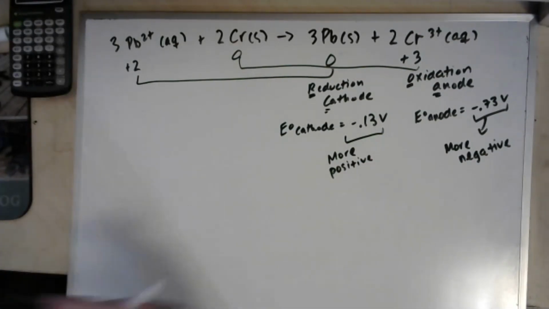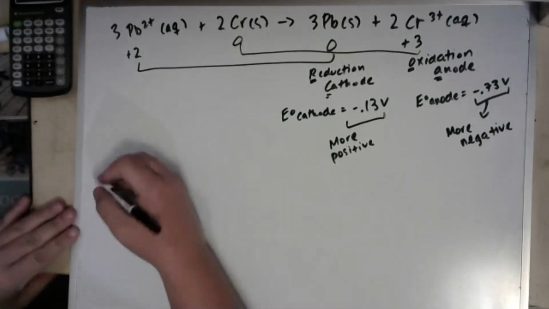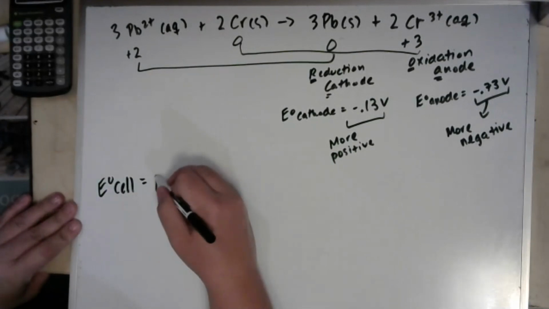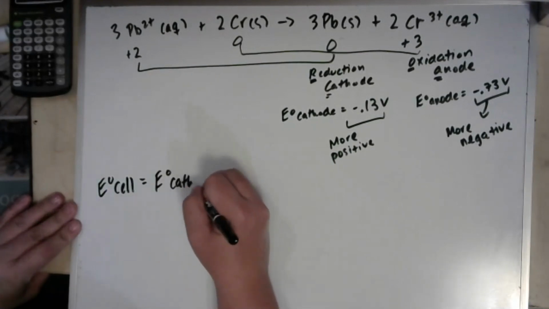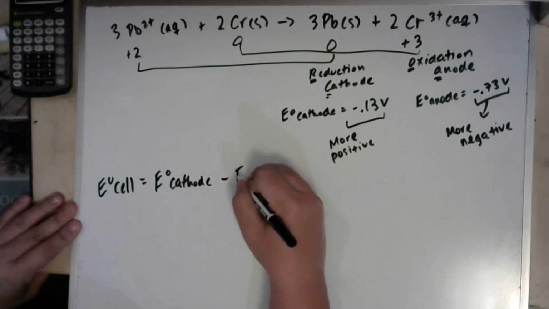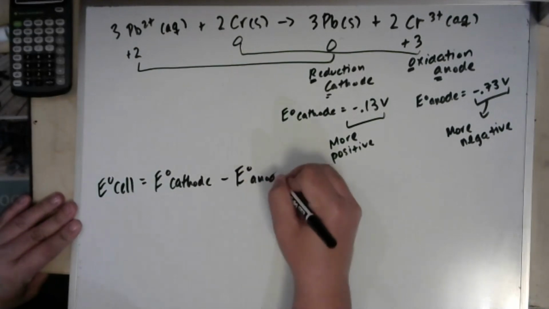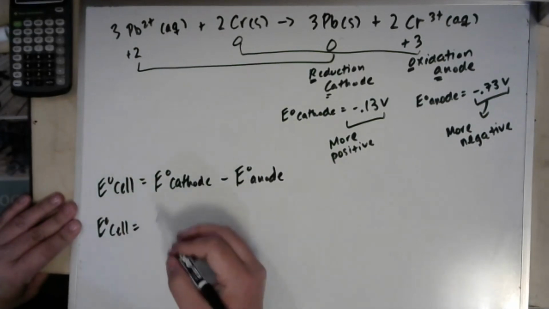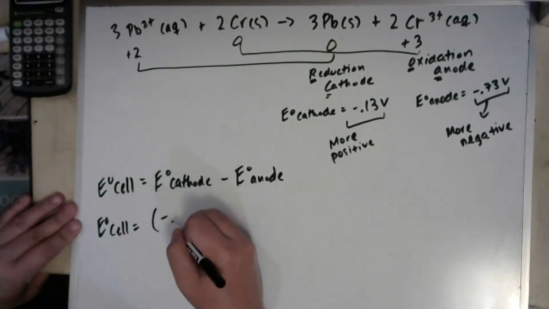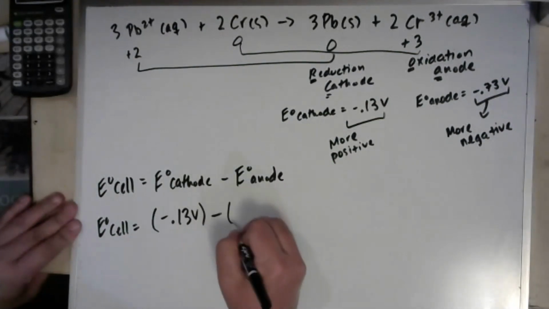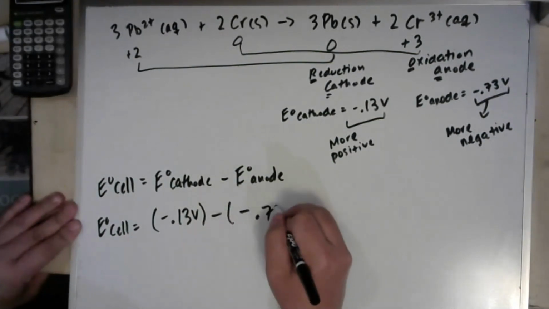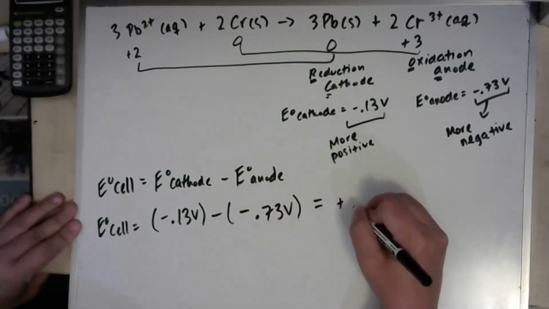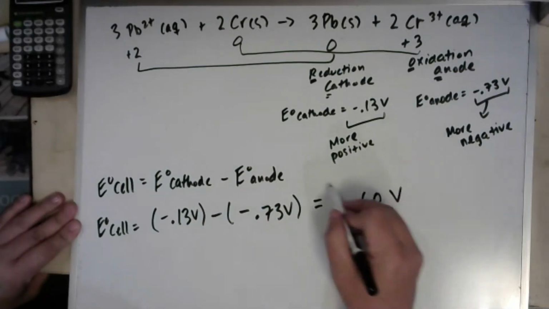And now it's just going to be a matter of plugging this into the equation that we're using, right? So E cell equals E cathode minus E anode. So we're going to have negative 0.13 volts minus negative 0.73 volts. And that's going to be an E cell of positive 0.60 volts.